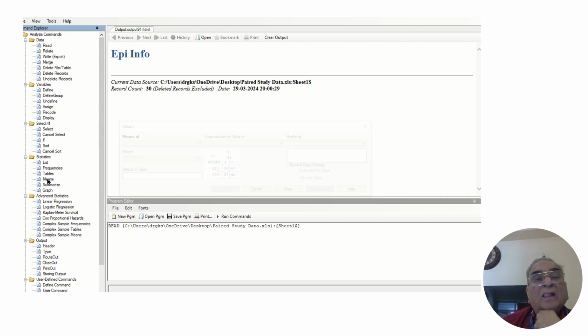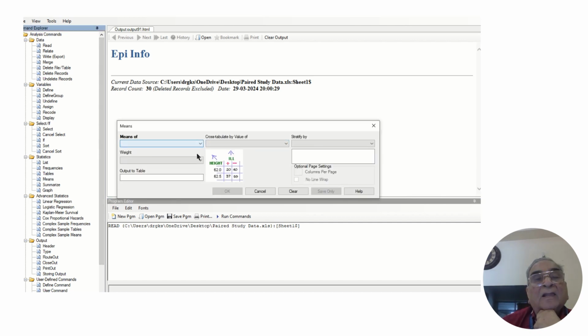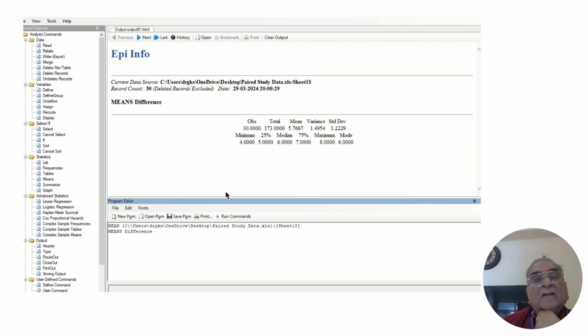Then we go for means, and we say means of the difference. Now this is regardless of the treatment type, and as we say OK, we get the mean value of the difference, the benefit, the improvement, and the standard deviation. If we multiply the standard deviation by 1.96, we will get the upper and lower limits of the 95% confidence interval.